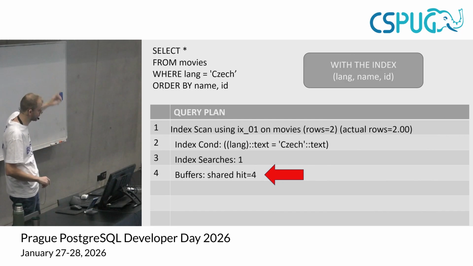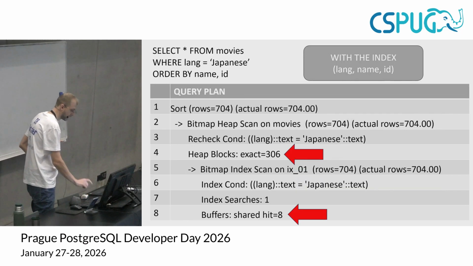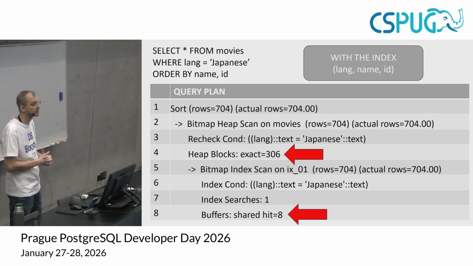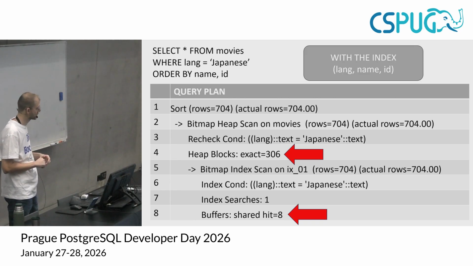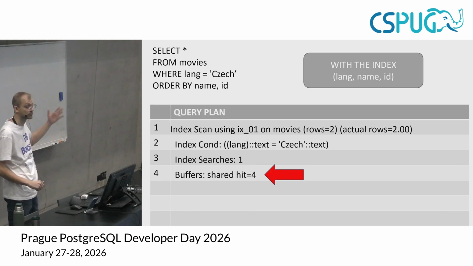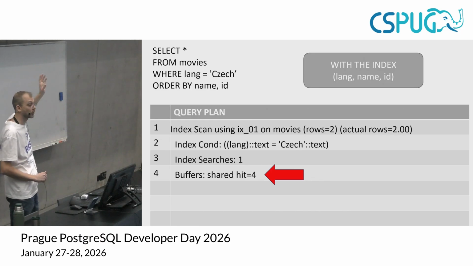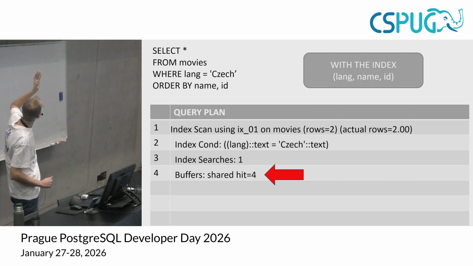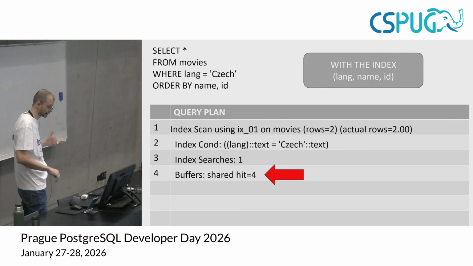Let's say that I'm not interested in movies in Czech anymore, and I want movies in Japanese. I have 704 movies in Japanese, which is significantly higher. And I forgot to mention, by the way, that index scan, and this is important, returns my rows in sorted order. So they are sorted, so I have no sort operation. That's a key feature of index scan. It returns your data in the index order.